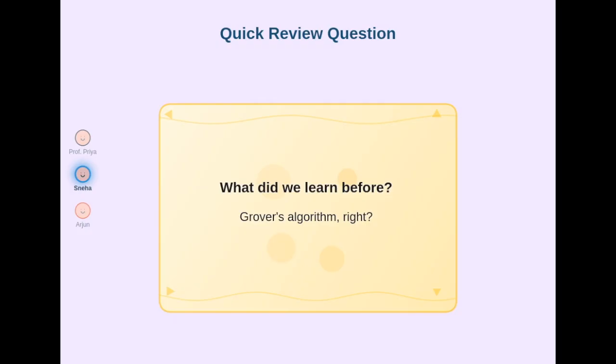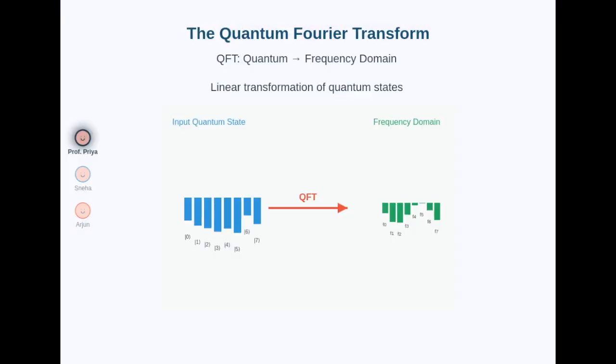Professor, in our last video, we learned about Grover's algorithm for searching. How does today's topic connect to that? Great question, Sneha. Today we'll learn about the Quantum Fourier Transform, or QFT. It's a linear transformation that maps quantum states into their frequency domain, just like the classical Fourier transform, but for quantum states.